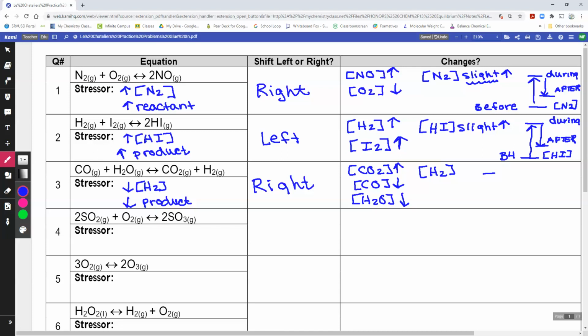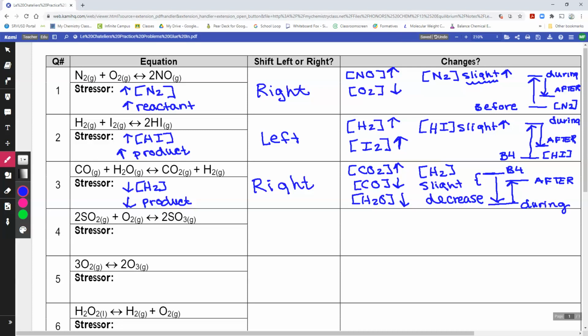This time, I'm starting up here, right? So before we start, we're way up here. I'm going to take a bunch away. The reaction is going to shift to try to fix it. It's going to go back up, but it can't go all the way back up, right? When we're all finished, compared to where we started, this time we have a slight decrease. Okay.